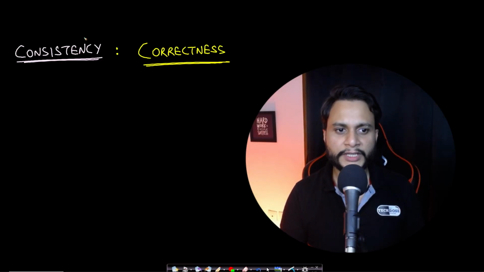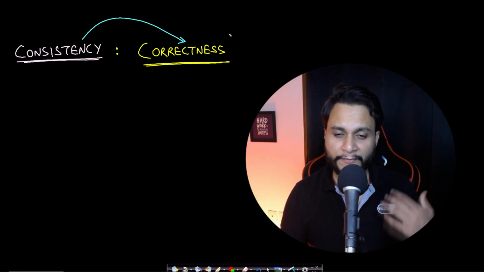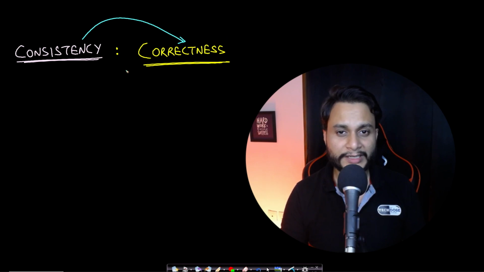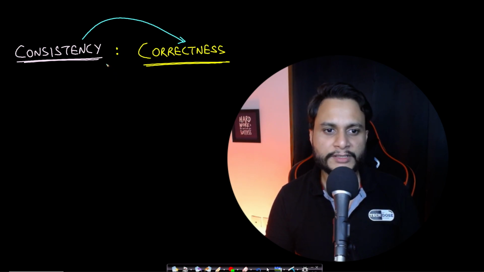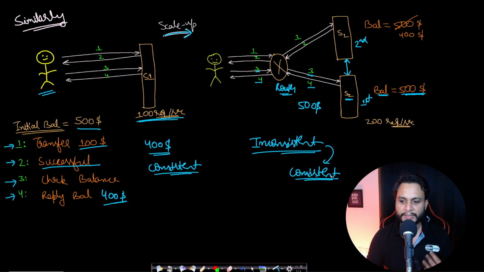We can conclude that consistency is closely related to correctness. If every time you get correct information, then the system is said to be consistent. If you don't get correct information, then it is said to be inconsistent. There are different levels of consistency: strong, weak, and eventual. We will look at these in our next video. I hope you were able to understand the consistent versus inconsistent systems.